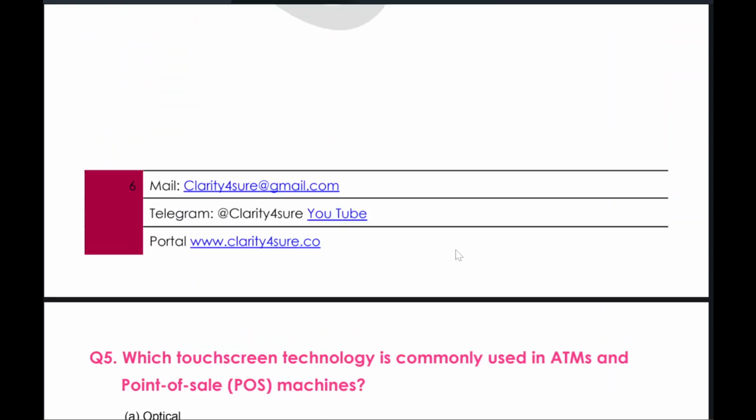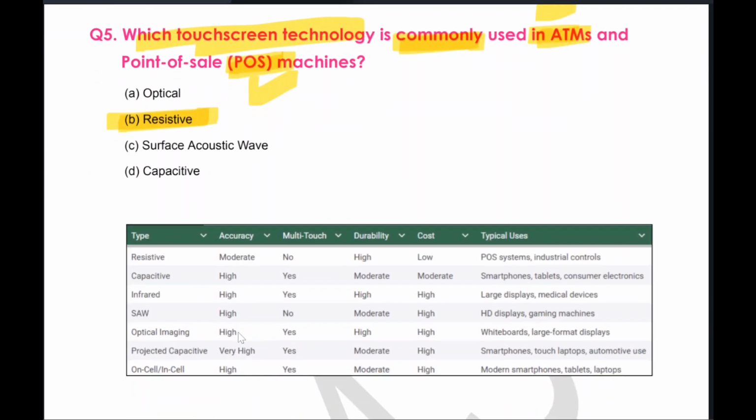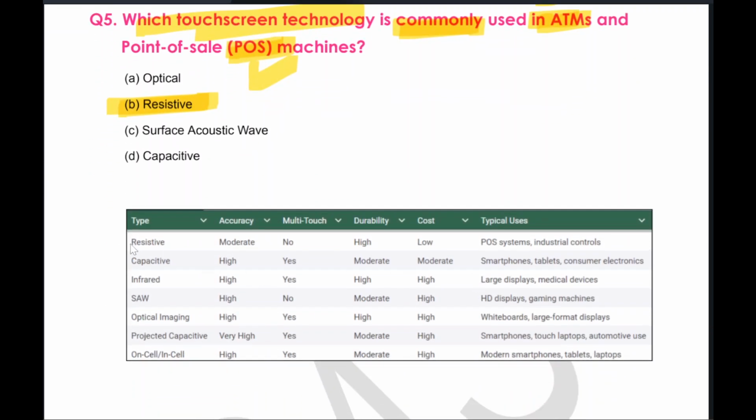The next question is which touchscreen technology is commonly used in ATMs and POS machines? So it is resistive. Full explanation is in this. Resistive technology is used in POS systems and industrial controls.